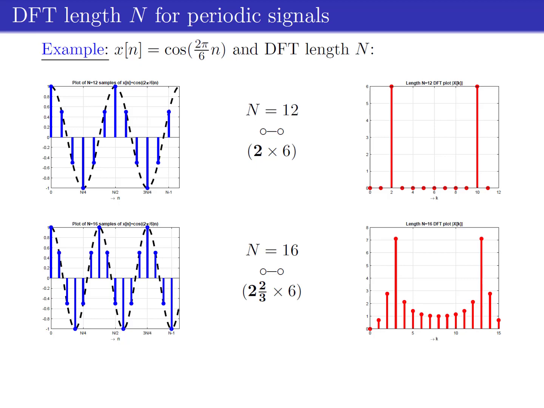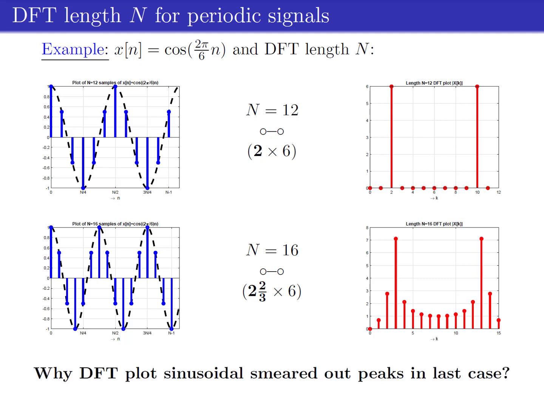However, when using N as 16 samples, which is not a sixfold, the 16-point DFT result shows two peaks that are smeared out. In the following slides, we will give three different explanations for this phenomenon. Each of these explanations will lead to another and better insight of the DFT operation.